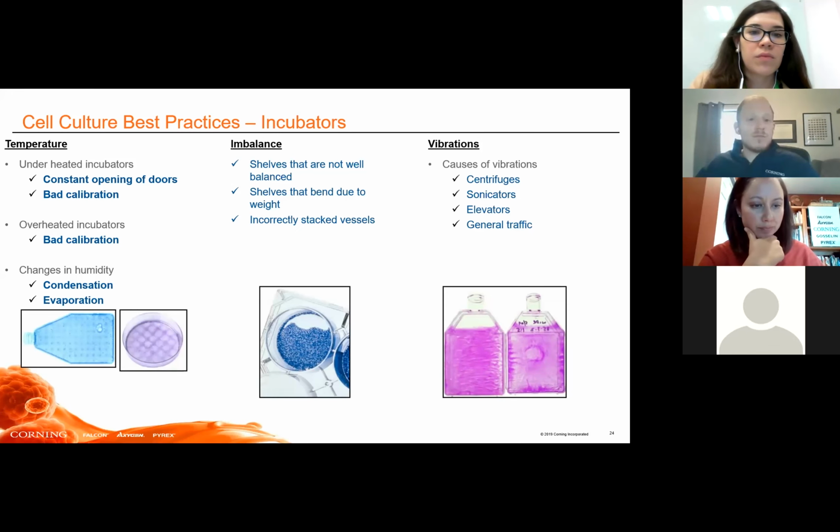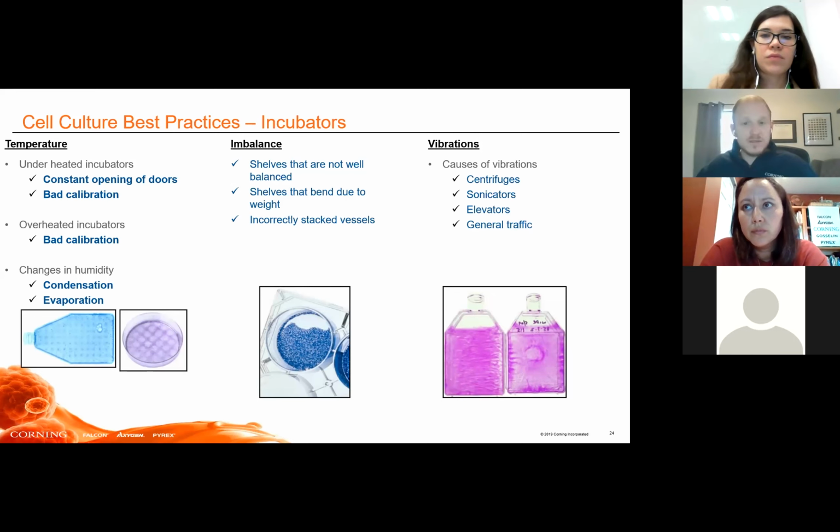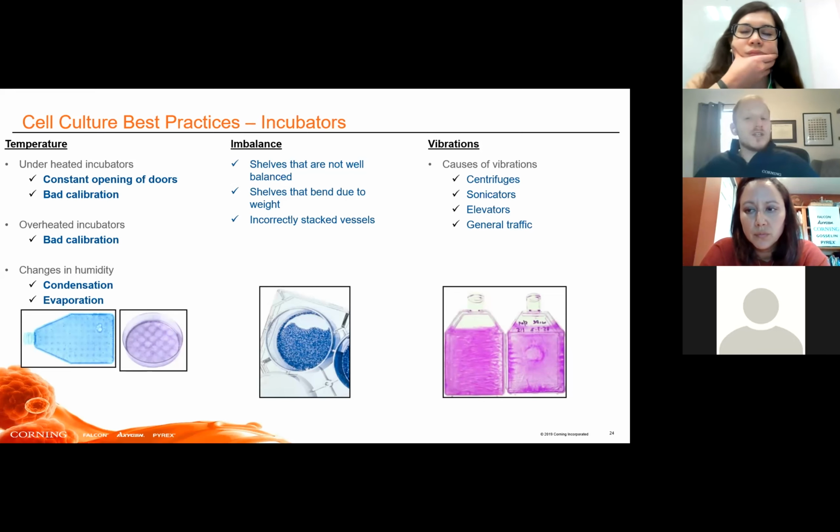If you have an overheated incubator, that's typically associated with calibration, as well as an underheated incubator. Changes in humidity can also impact your cell culture and cause condensation or evaporation of the media in your cell culture vessels. It's also possible that the shelves might be imbalanced, and this can impact the distribution of your cells in that vessel as well. So make sure that you have balanced and level shelves. And vibrations have also been found to be another cause of different morphology and different distribution of your cells in growth vessels. This can be caused by other equipment surrounding the incubator.